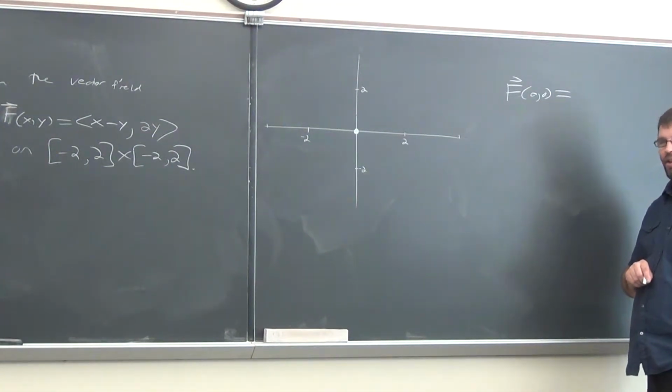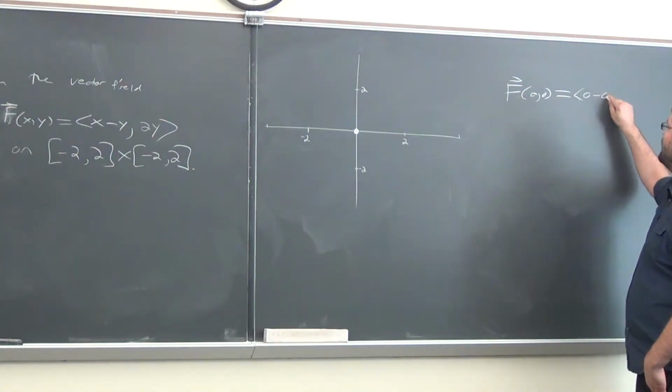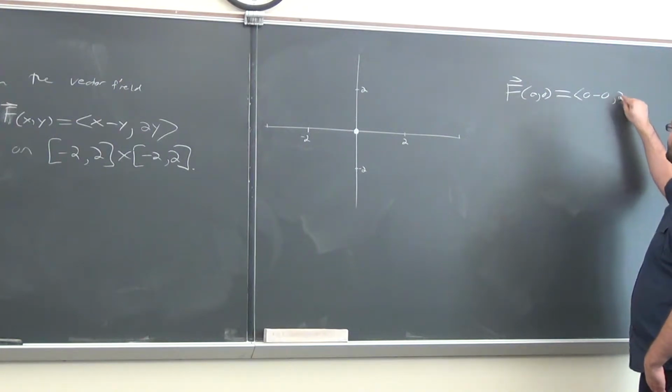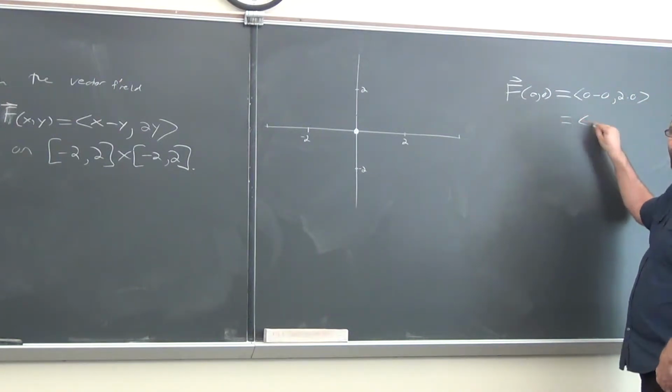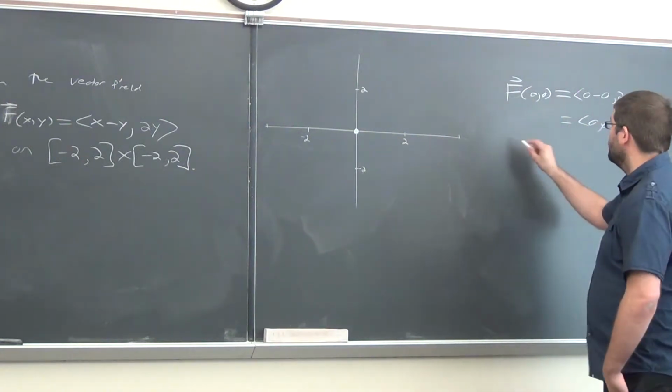So 0 minus 0. You're not setting them equal to 0. You're just saying 0 minus 0, comma, 2 times 0. So 0, 0. So that's a trivial vector, right? So I won't draw it. Let's move over a little bit.